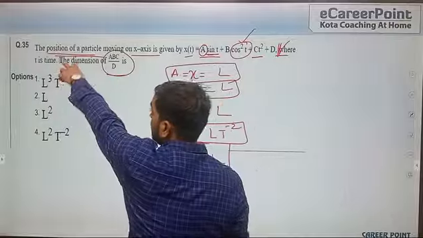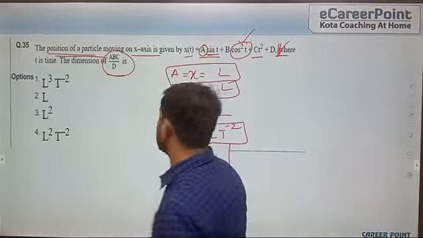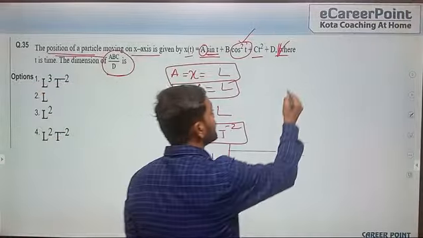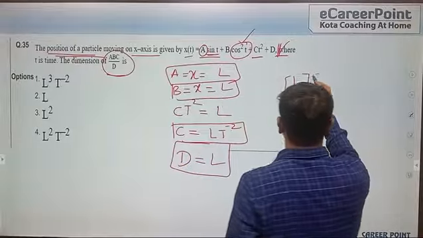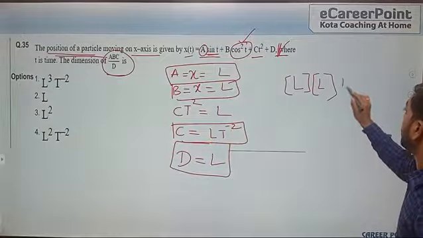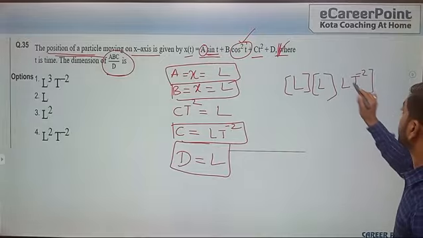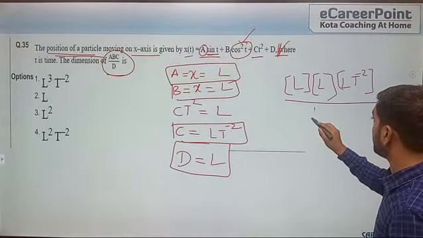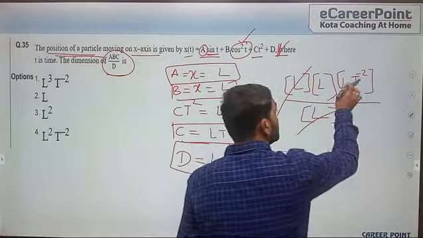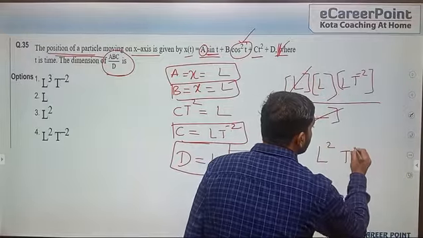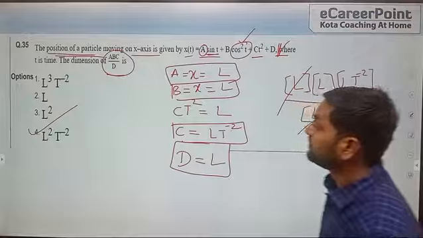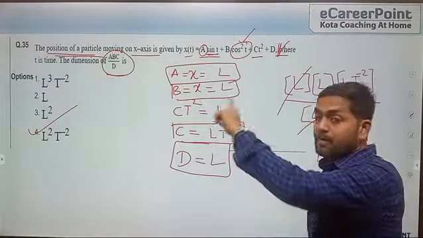They said the position of the particle, so for that reason we need to take this one. So here we have A, B, C. What is A here? A is equal to L. B is equal to L. C is equal to L T minus 2, by D. D value is equal to L. L will get cancelled. So here we have L into L square and t minus 2. So this is our right option. So the value will be equal to L square t minus 2.